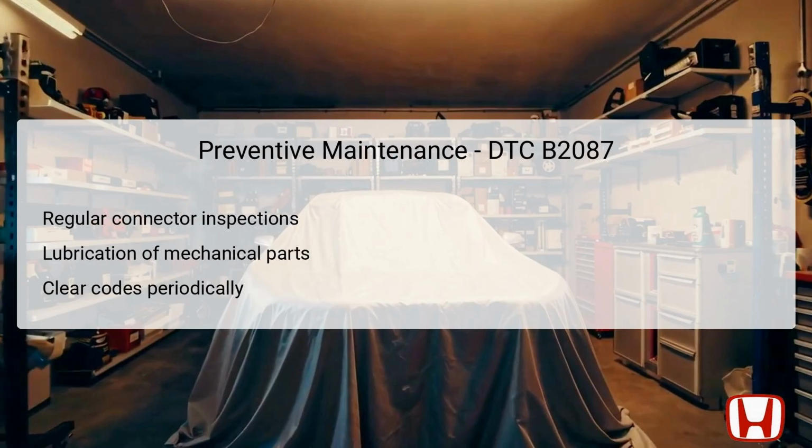Preventive maintenance is a critical aspect of keeping the power sliding door system functioning smoothly over time. One of the first steps is conducting regular inspections of all electrical connectors associated with the power sliding door. Ensuring that these connections are not corroded, loose, or dirty can help prevent future connectivity issues that might trigger diagnostic trouble codes like B2087.